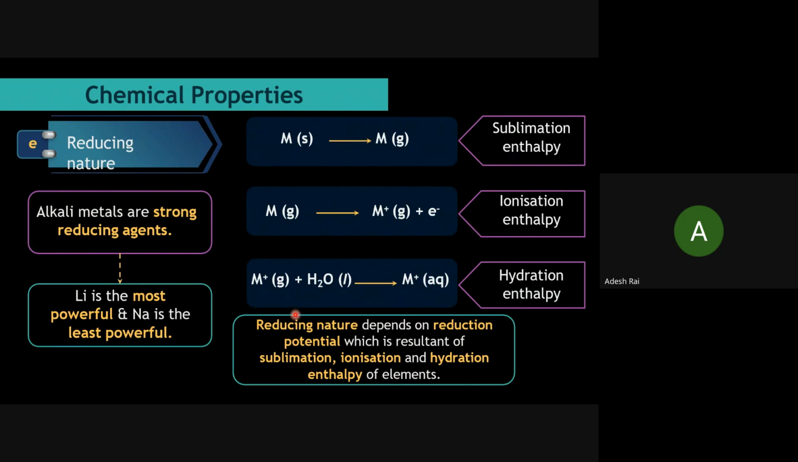Okay. So reducing nature depends on reduction potential, which is the resultant of all these factors: sublimation enthalpy, ionization enthalpy, and hydration enthalpy. Am I clear to everyone? What is the resultant of this? The reduction potential, the E naught value. So, the E naught value comes from all these three factors combined.